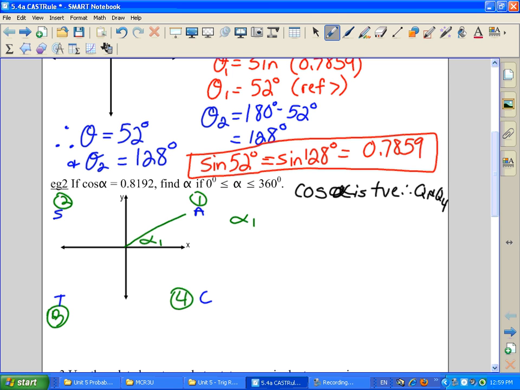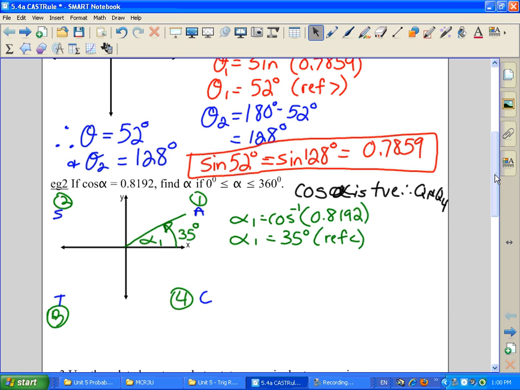All right, so alpha 1, folks, we can calculate from the information given. So alpha 1 equals the cos inverse of that value, which is 0.8192. So plug that in your calculator, ladies and gentlemen, and you will know that alpha 1 equals 35 degrees. And again, folks, that's your reference angle. So we now can draw our first angle that suits the situation, and it is 35 degrees.